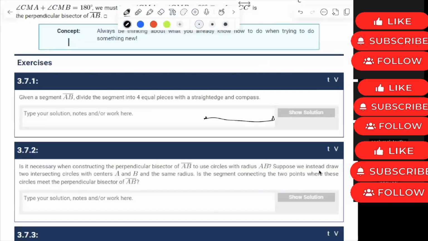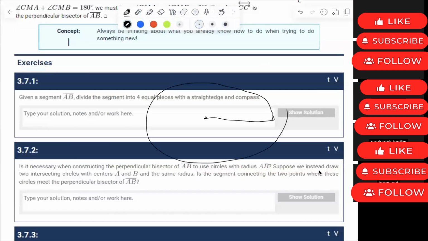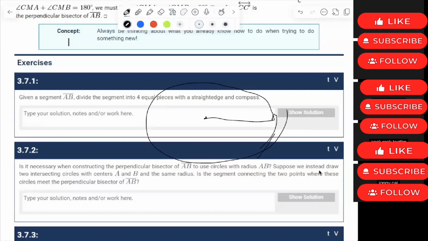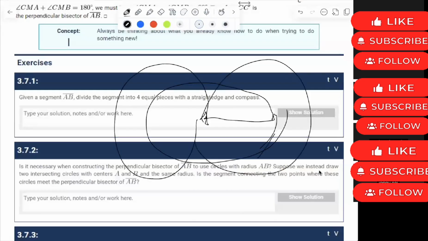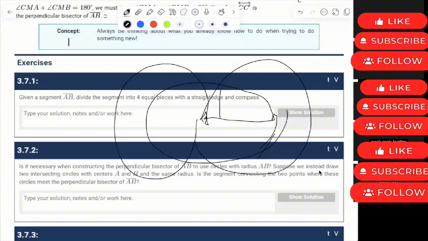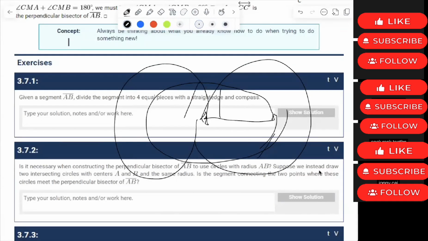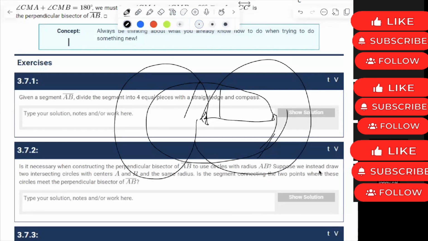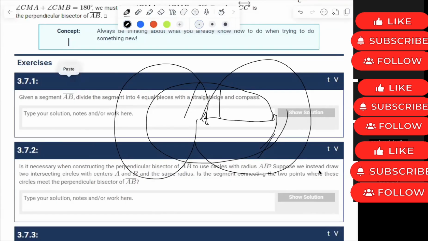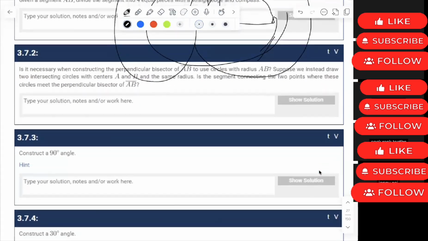and you draw a circle. Now you draw the circle with the same exact radius over here, and then over here, and then you make a perpendicular bisector on each of these circles. Right? This isn't really accurate math, it's just a simple sketch of what you could do, but this will give you all four equal pieces. And this is dividing segment AB.